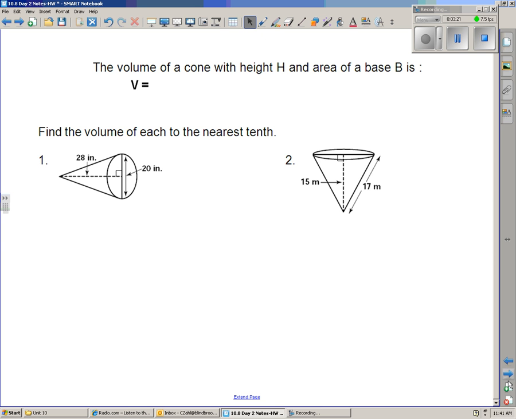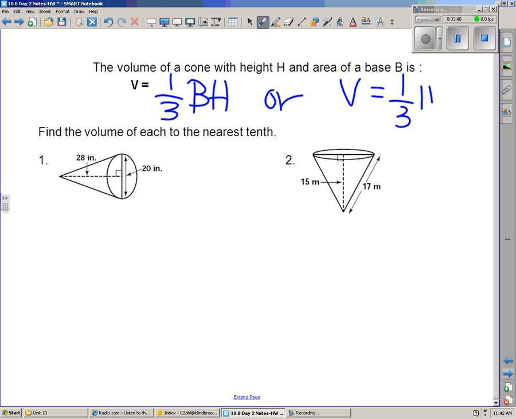Basically what's happened here is you can see that just like the pyramid, it took 3 of the cones to fill the cylinder, or the pyramid took 3 of the pyramids to fill the prism. So the volume of a cone, with the height of the solid being h and the area of the base being big B, is going to be 1/3 the area of the base times the height. Or, because you know what the base is going to be in terms of a circle, the volume equals 1/3 pi r squared h. Okay, so that's what we're looking for.